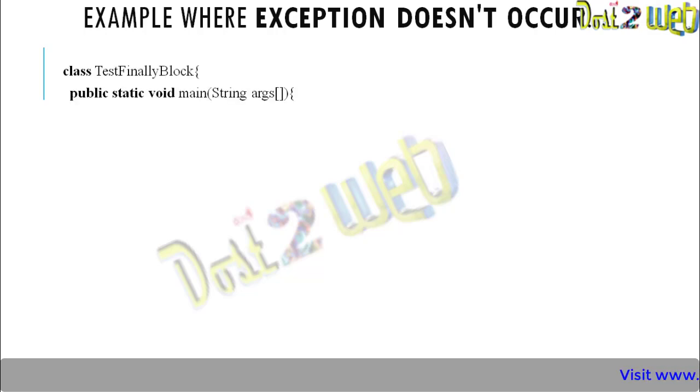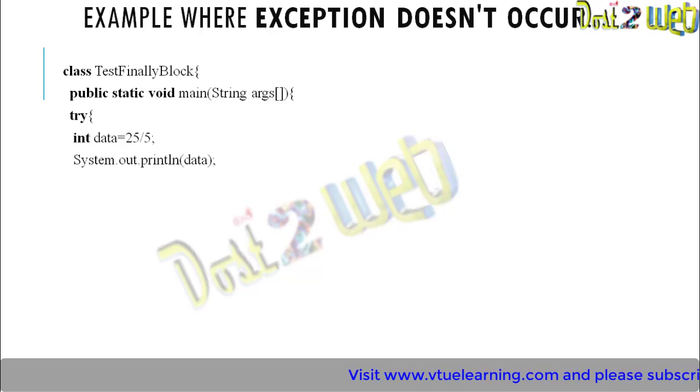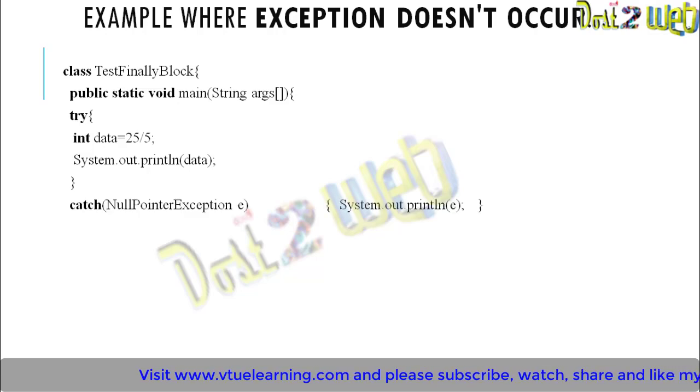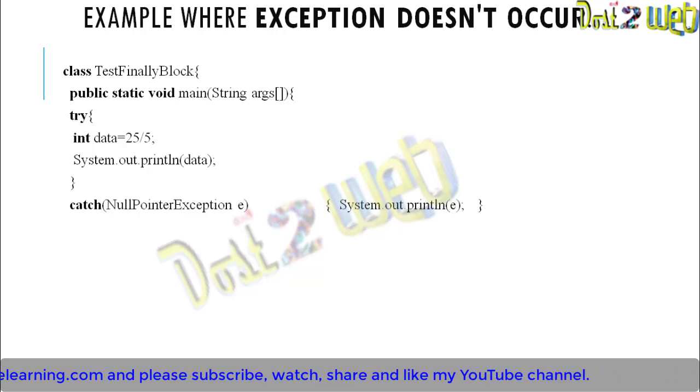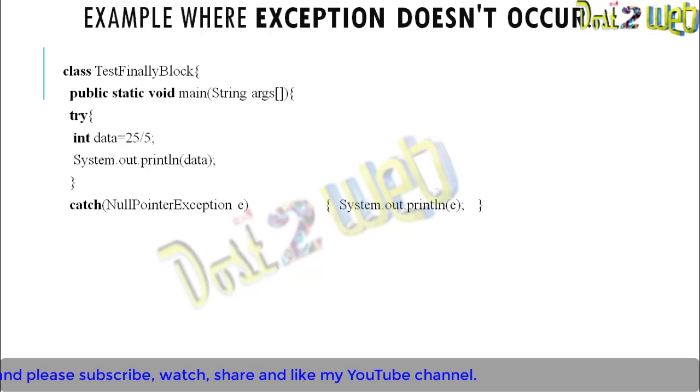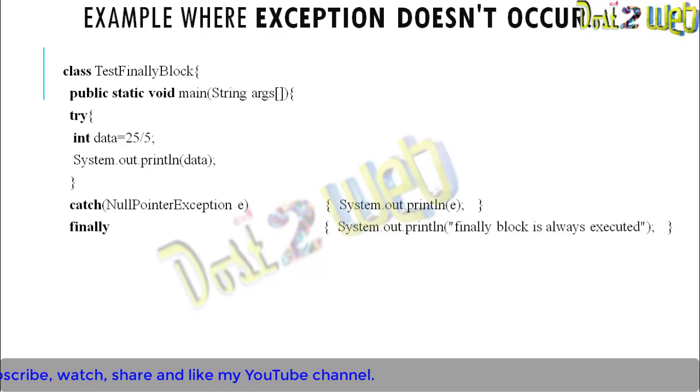Examples where your exception does not occur. Okay, same program, just use any class name. I am using, I will just define data, that is 25 by 5. Then you are printing that data. Now you are writing the catch block, null pointer exception, so there might be a null value. Then after that you have to give the finally.